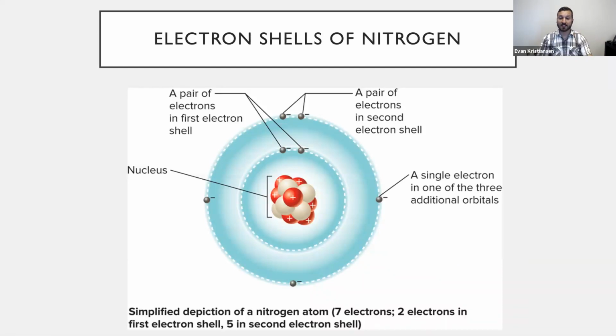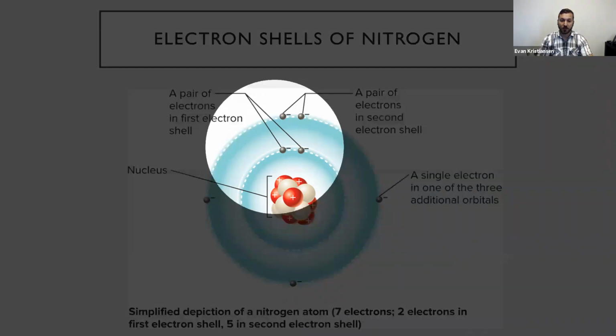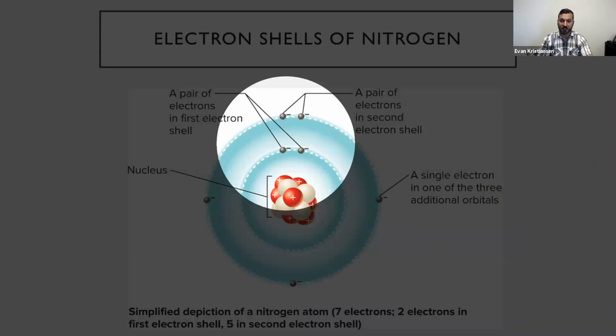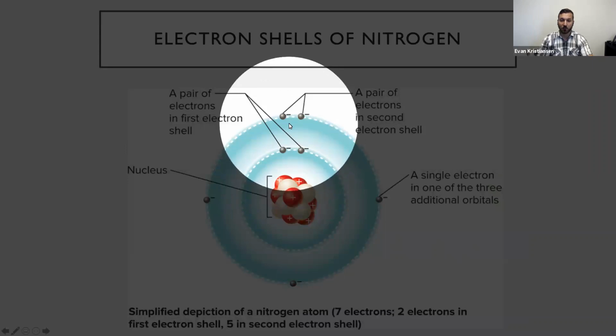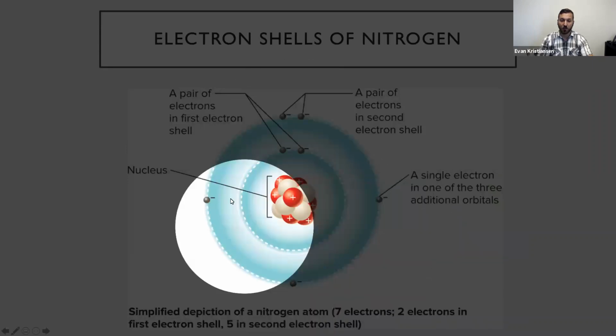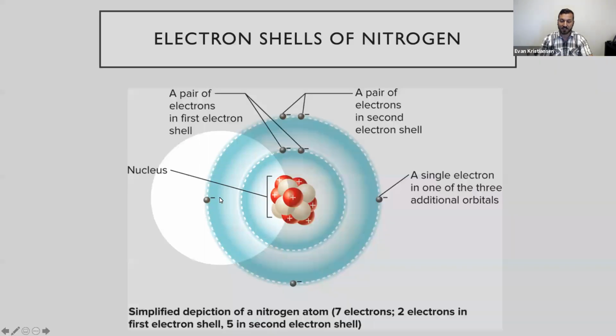So here is an example of nitrogen. In nitrogen, we have this nucleus with 7 protons in it. And then surrounding those 7 protons are 2 different electron shells. The first one here has 2 electrons in it, and then the second one has 1, 2, 3, 4, 5, for a total of 7 electrons, which cancel out the charge of the 7 protons.